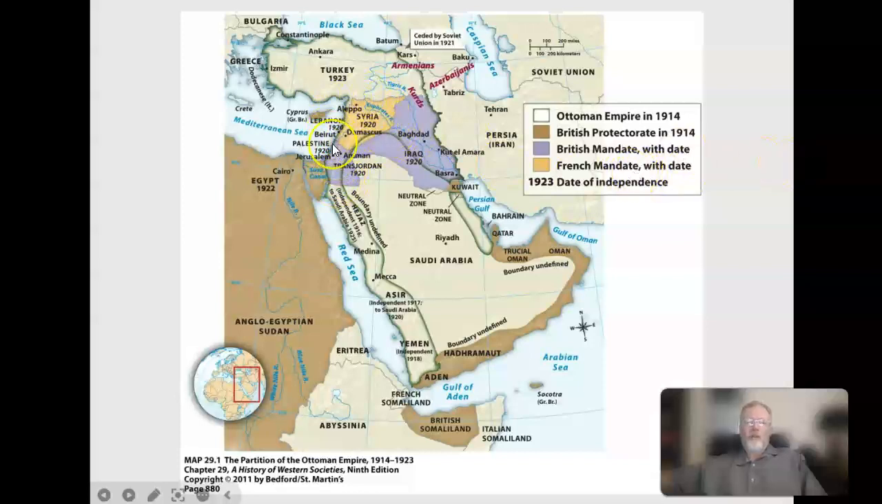French mandates, Syria here region. We also have other French mandates in northern Africa that are not shown on the map. Now, some of these countries do get independence within several years. We see Egypt get independence. We see Turkey, which becomes basically what's left of the Ottoman Empire, get independence. We do see some of them getting this.